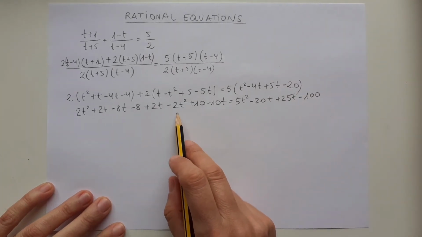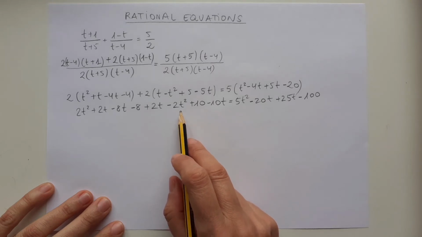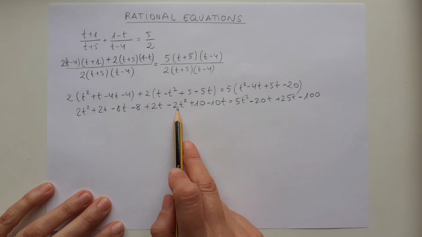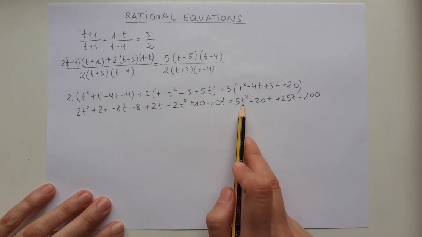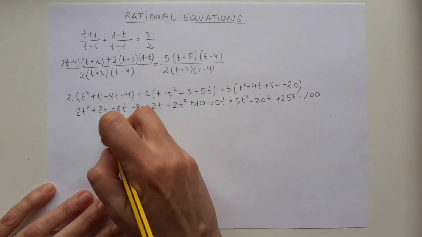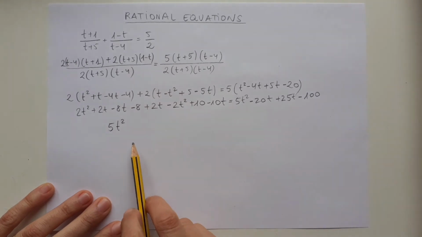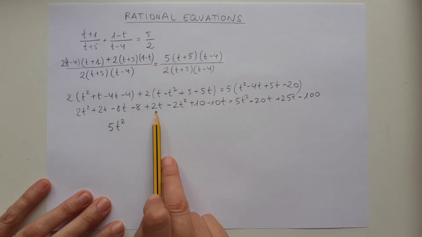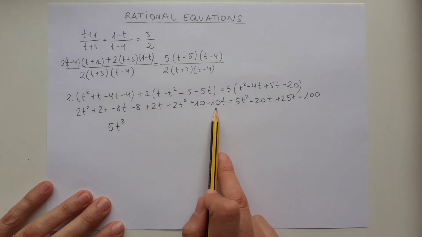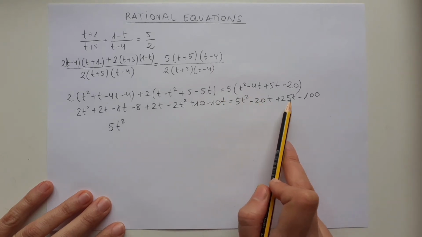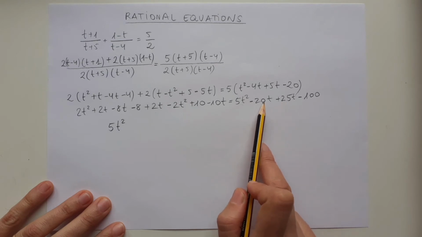We have to organize it. We start with the terms with the highest degree, which is degree 2. 2t squared minus 2t squared, 0. So here we would have 5t squared. To keep this positive, I'll take everything to the right. So 5t squared. Now 2t minus 8t, negative 6t, minus 10t, negative 14t, that comes here adding. And we would have minus 20 plus 25, 5 plus 14.